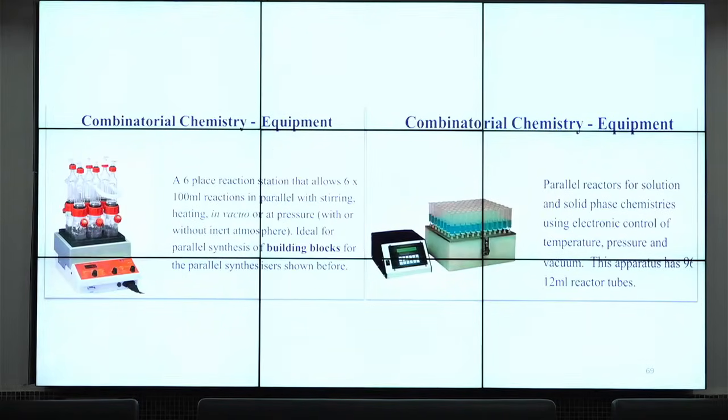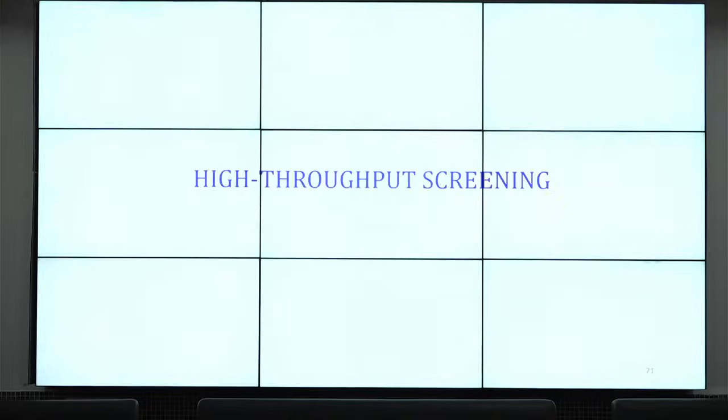These are combinatorial chemistry equipments. Here you can see all the bottles are attached. You can just put the substrate accordingly, and the reactions will be going on. Sometimes a synthetic robotic instrument is also used in order to get a huge number of molecules in a very short period of time. This is also like that.